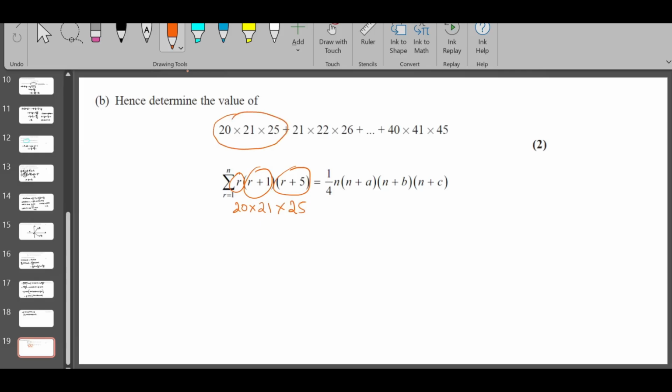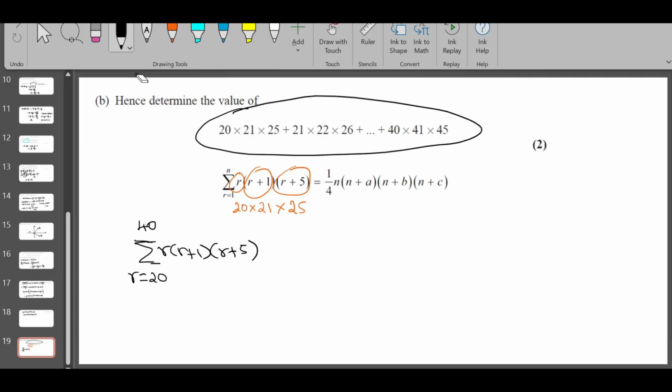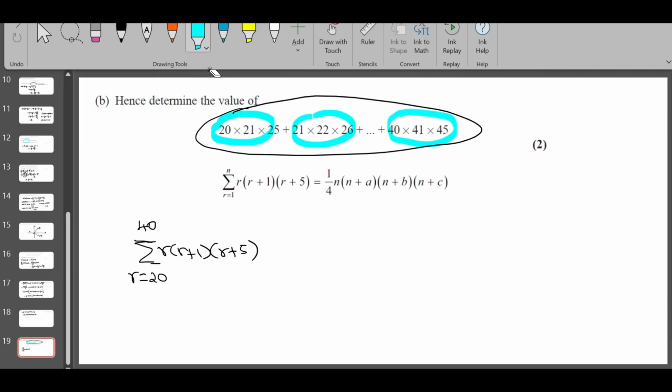Plus 21, 22, 20 plus. This is 21 plus 1. This is 21 plus 5, right? This is 40, 40 plus 1, 40 plus 5. It's basically what I'm trying to say. It's sigma r times (r plus 1)(r plus 5), but the value of r is from 20 to 40 if you look at the series carefully, right? If you replace r by 20, you're going to get the first term, r by 21, r by 22, etc., the last term, r by 40, right?